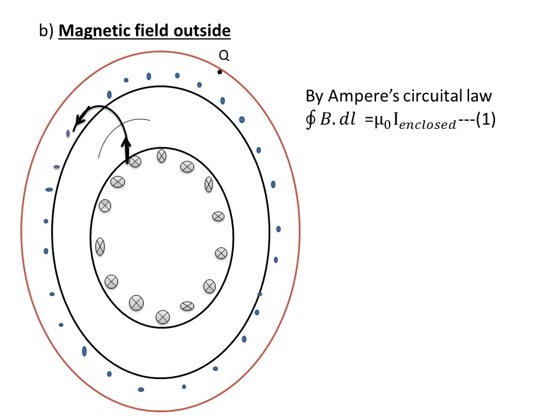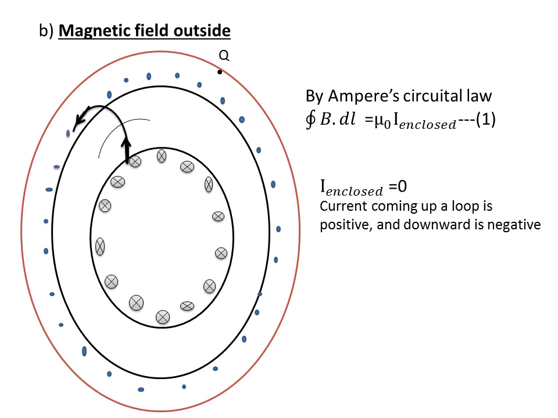So if we substitute this value in Ampere's circuital law, we can write I enclosed equal to 0, because current coming up is taken as positive and current going down is taken as negative, which makes the total current enclosed 0. Substituting this value in 1, we get magnetic field B equal to 0. So magnetic field at a point outside the toroid is 0.